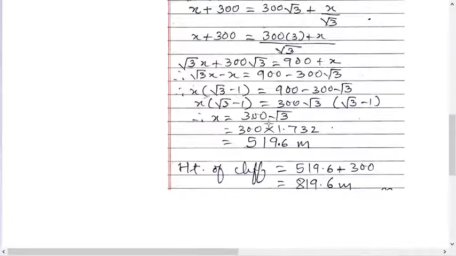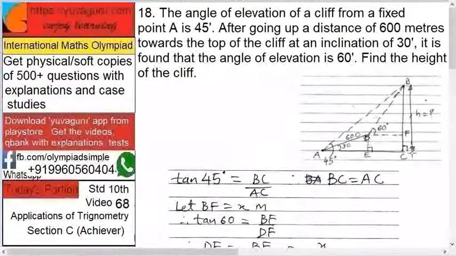Height of the cliff is what now? X plus 300. 519.6 plus 300, 819.6 meters. That is the height of this cliff required.